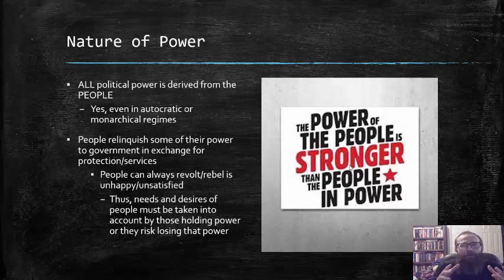Now, even though governments are formed for the express purpose of the protection of the societies that they govern, people can always revolt or rebel if they are unhappy or unsatisfied. Thus, again, as I alluded to before, the needs and desires of people must be taken into account by those holding power, or they risk losing that power. So, fundamentally, the power of the people is stronger than the people in power.